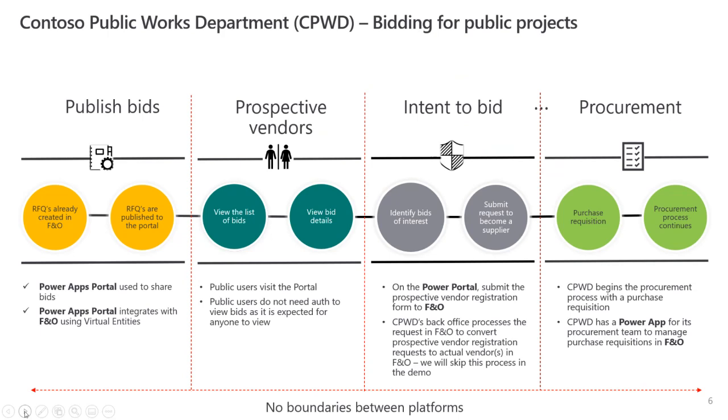For my demo, I just built out a very simple page that shows the list of open bids, and you can click to view the details or the lines of each of those bids. On the same page, I also inserted a form to sign up to be a prospective vendor. This would not need to be on the same page, but for simplicity's sake of the demo, I just created a single page. And again, those prospective vendors are a virtual entity.